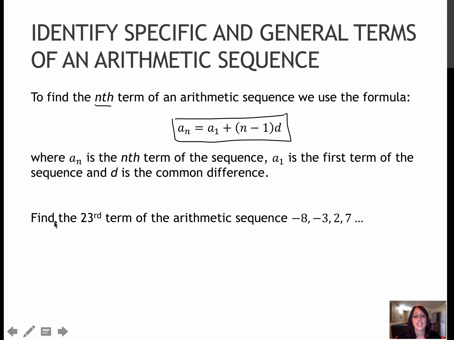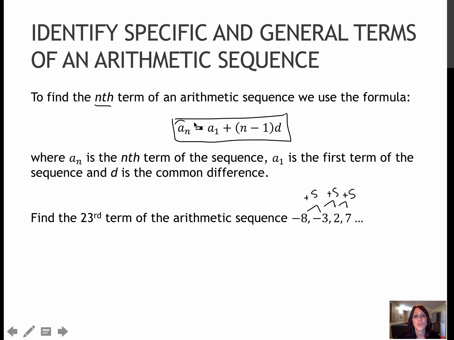So for instance, in this case, we're finding the 23rd term of an arithmetic sequence: negative 8, negative 3, 2, 7, etc. Well, I can see that the difference here is that I've added 5, I've added 5, I've added 5. And so if I really wanted to, I could just keep adding 5 until I got to the 23rd term. What I find most often with students is they'll use their calculators to do that, and then they'll lose track of which one's the 22nd, 23rd, etc.